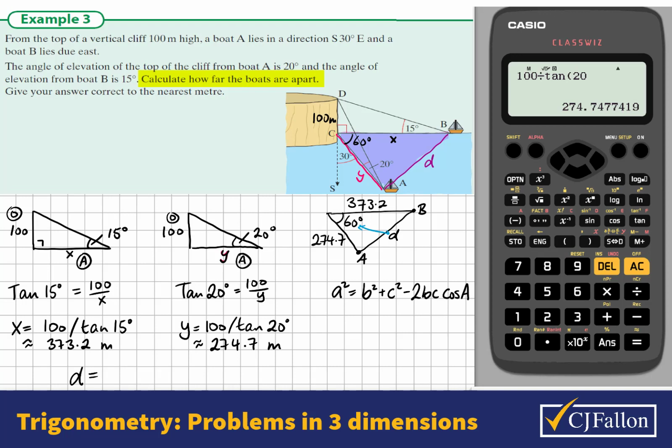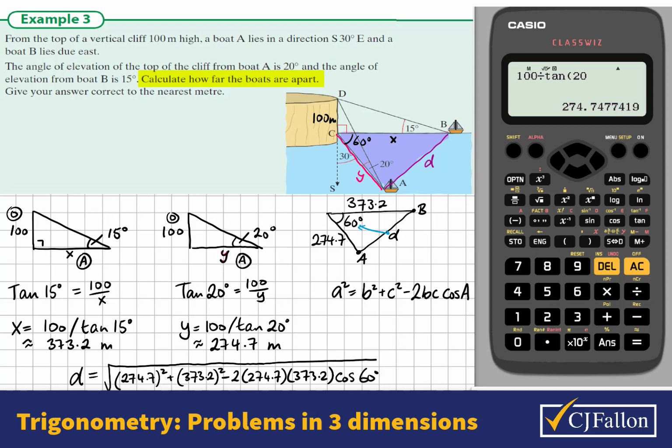So I can see that D is equal to the square root of b squared plus c squared minus 2bc cos A. In that case, it's 274.7 squared plus the other side, 373.2 squared, minus 2 times the 373.2 multiplied by the 274.7 multiplied by the cosine of the angle between those 2 sides. That's the cosine of 60 degrees.